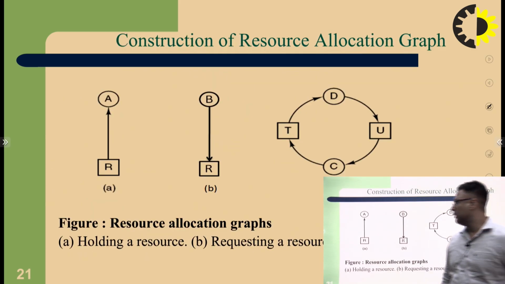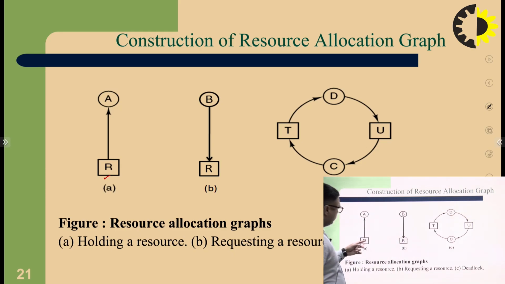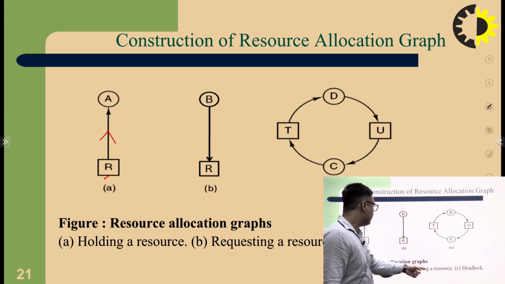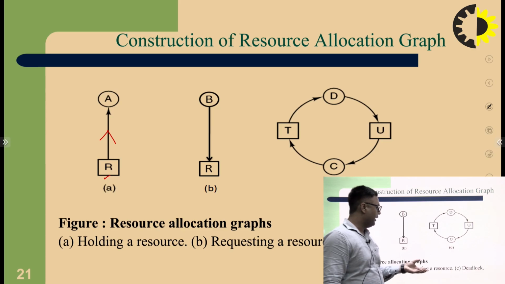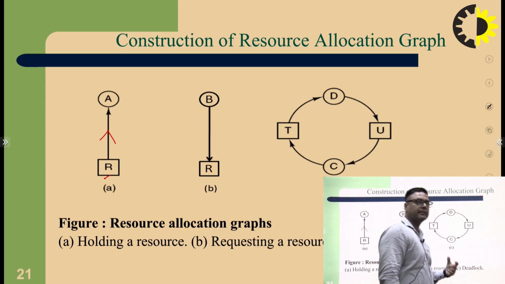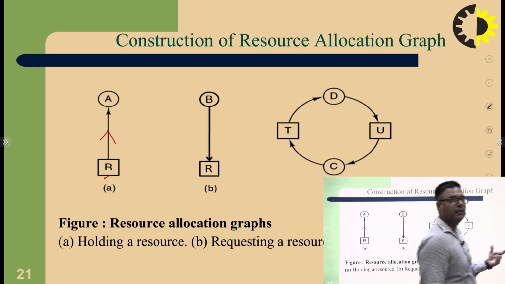Here it is mentioned, the arrow is moving this way, that means the resource is assigned to A. Here it is holding a resource, that means the resource is assigned to A, and requesting a resource. The arrow is moving from the process toward the resource, that means B is a process and R is a resource. And here, if a circle is created, that means a deadlock condition is created.